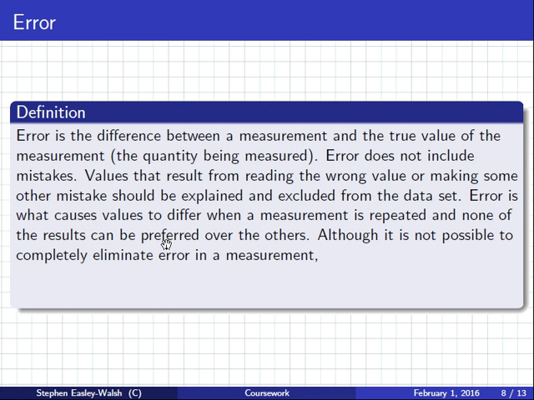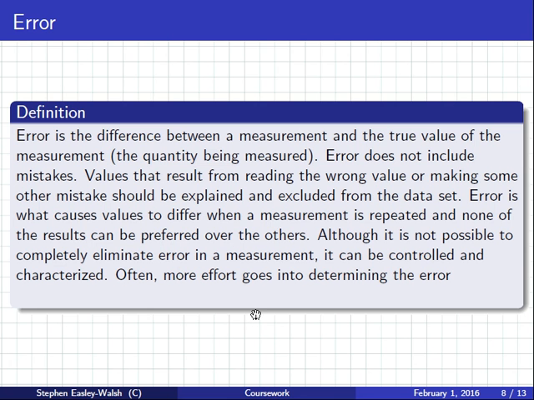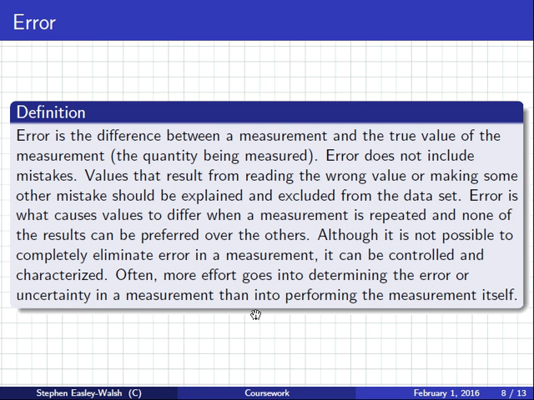It's not possible to completely eliminate error. That is not possible. You cannot do that. But you can control it. And often a lot of effort goes into calculating the error. It's important to know how wrong your answer could be before you ask people to use it. So there's a lot here, but the most important thing is you understand what the word means, error.